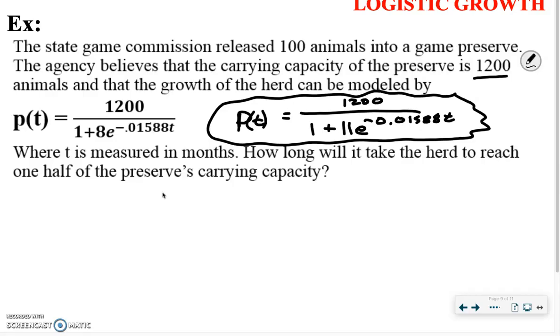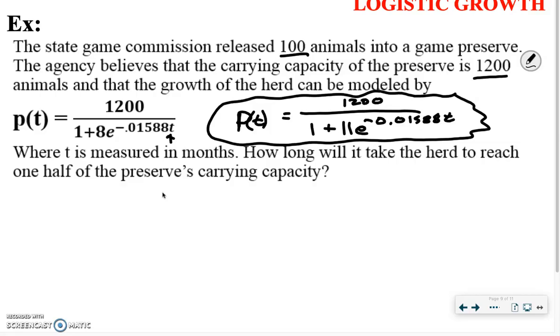Do you agree? Okay. So the way that we can always check this is that if it says we're starting with 100, that represents that when T is 0, like when the time initially starts, we better have 100 in the capacity. Back with that old model, if I put a 0 in place for T, 0 times anything is still 0. E to the 0 is just going to be 1.